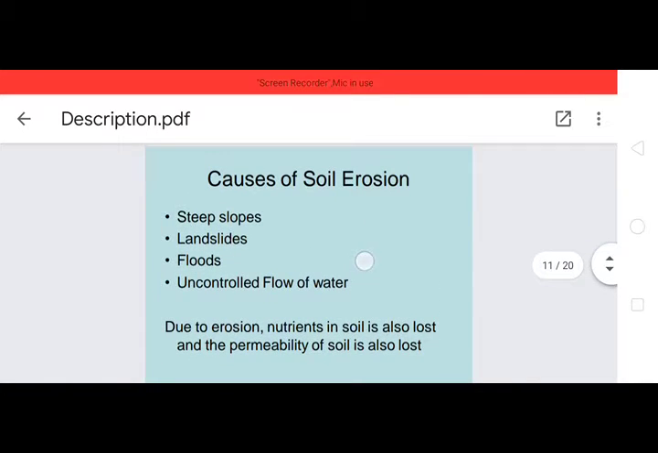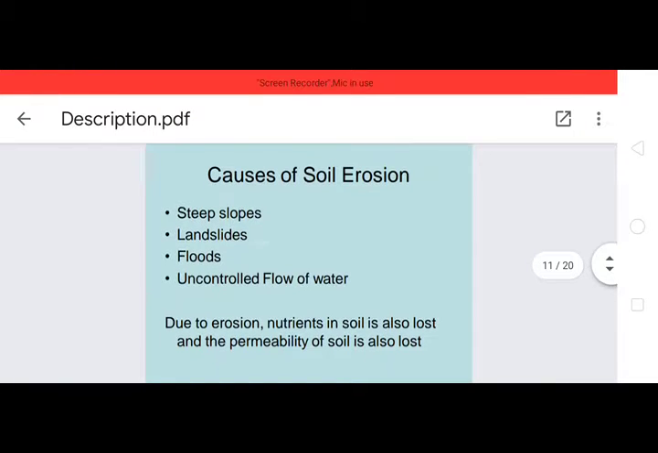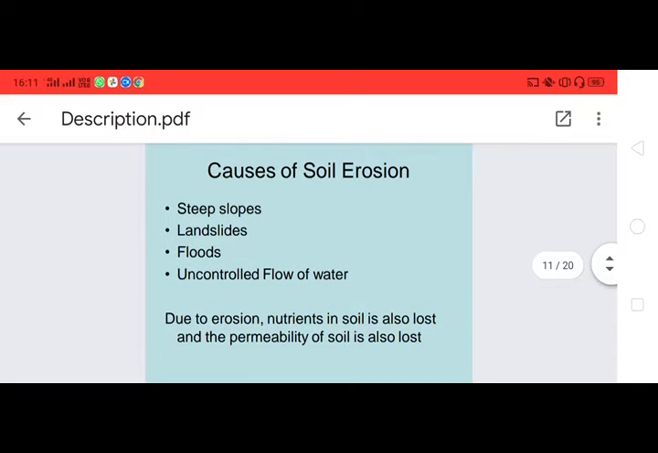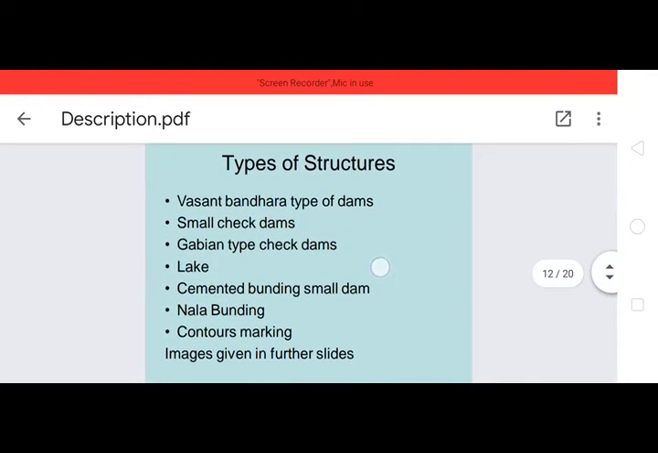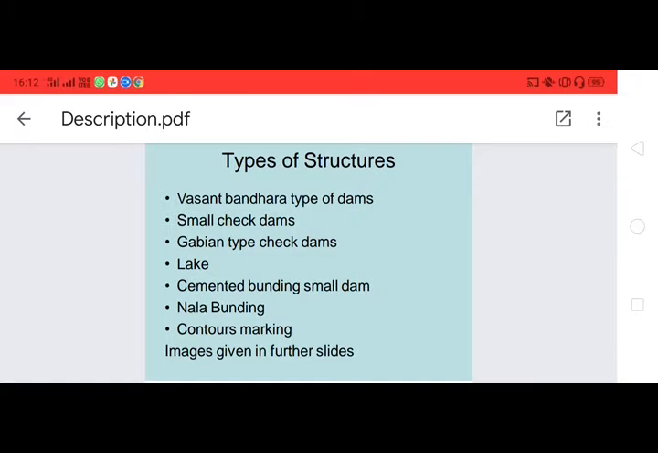As we are discussing soil erosion, what are the causes behind soil erosion? If we summarize in points: steep slopes, landslides, floods, and uncontrolled flow of water. Due to erosion, nutrients in soil are lost and permeability of soil is also lost. So to counter this type of erosion, what structures can we develop so that this erosion can be minimized? Some examples and methodologies are discussed in this point.